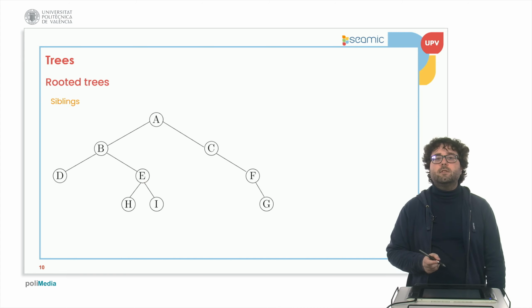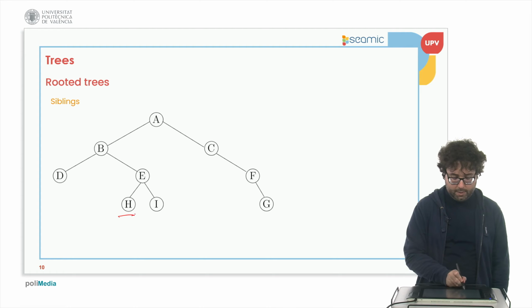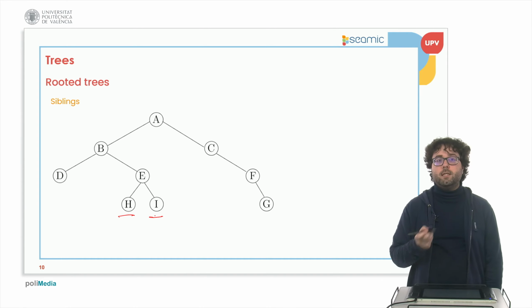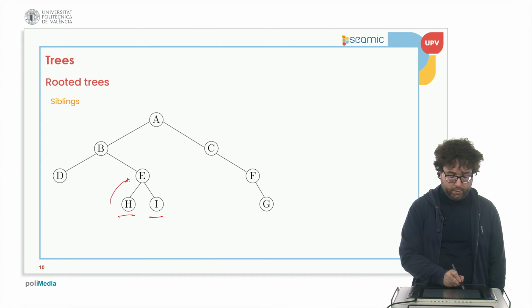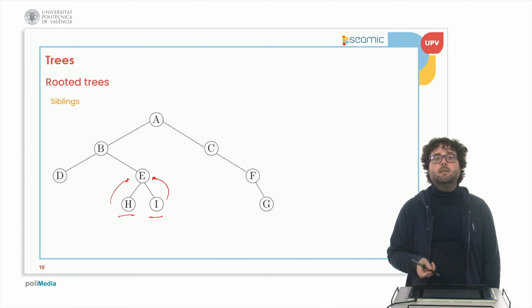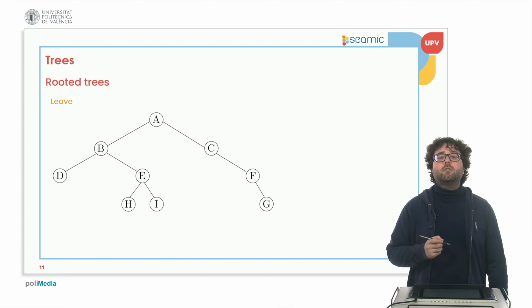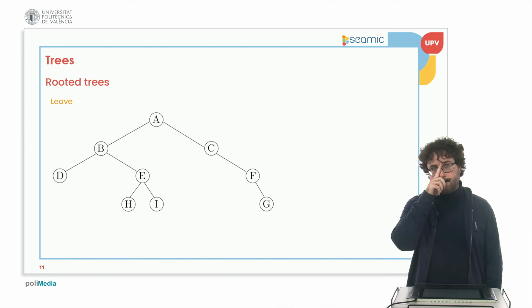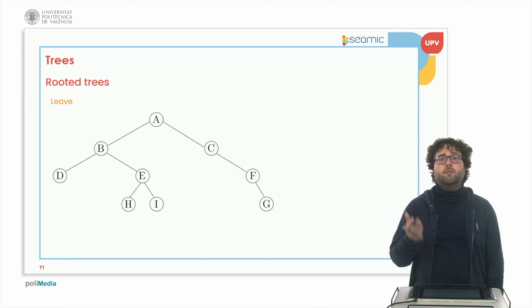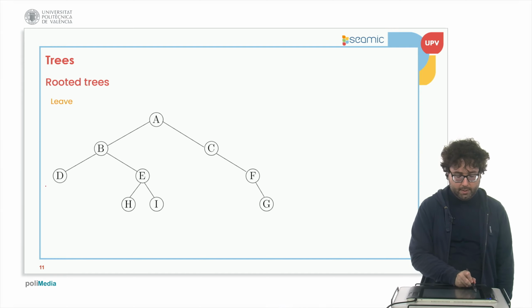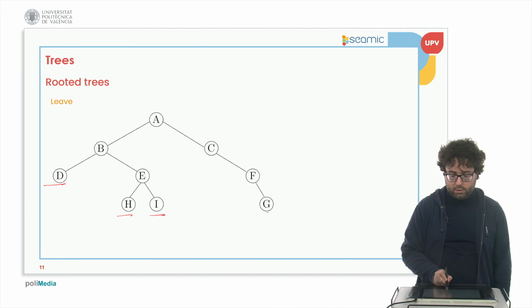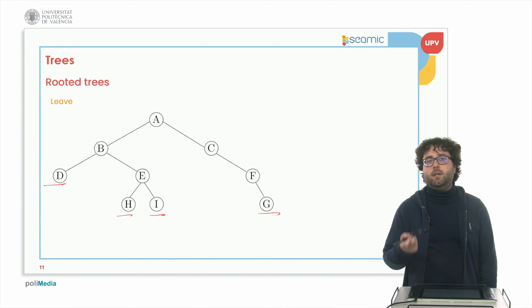Another family relationship is the concept of siblings, that are several nodes that share the same parent. In this case, H and I would be siblings because both of them have the node E as parent. We also have the concept of leaf, which is kind of like the opposite of the root, which basically are all nodes that do not have any children.